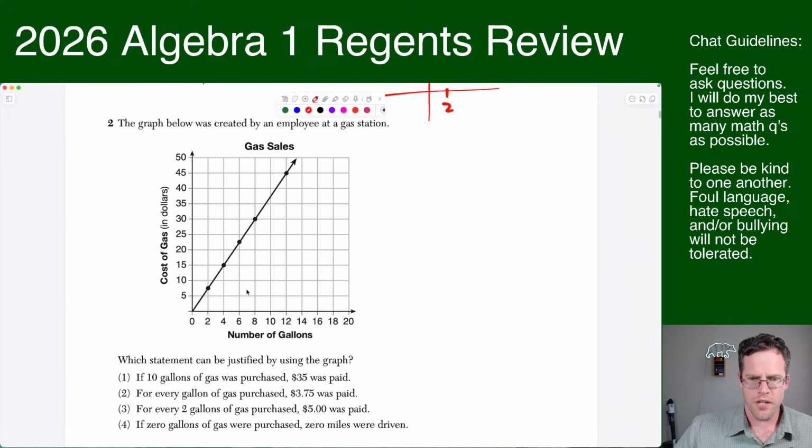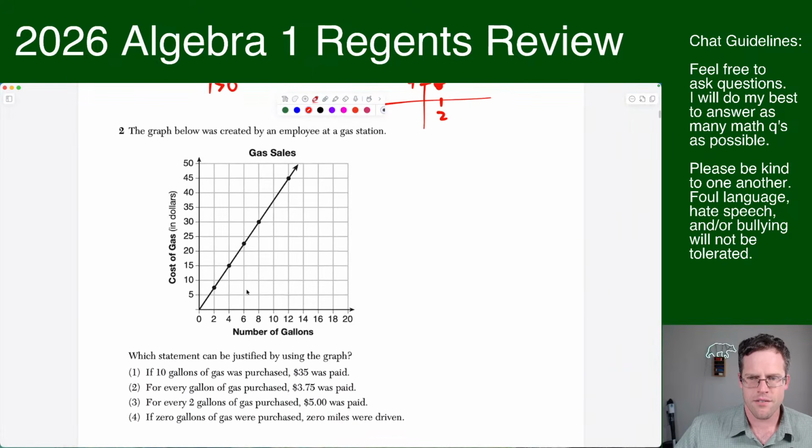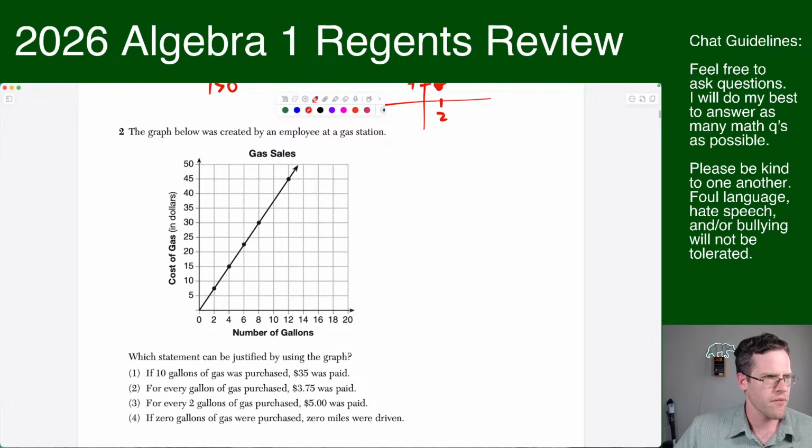All right, cool. So the next one is reading a graph and identifying the rate of change here. So, let's just see.